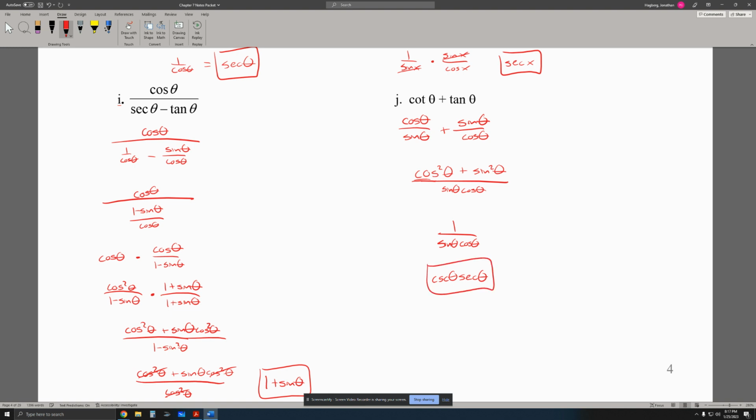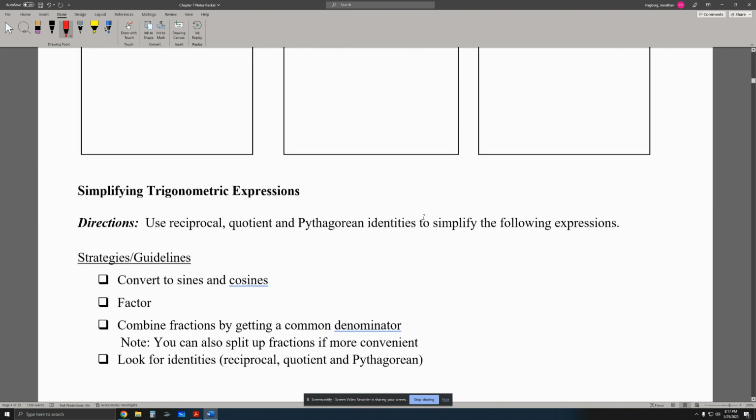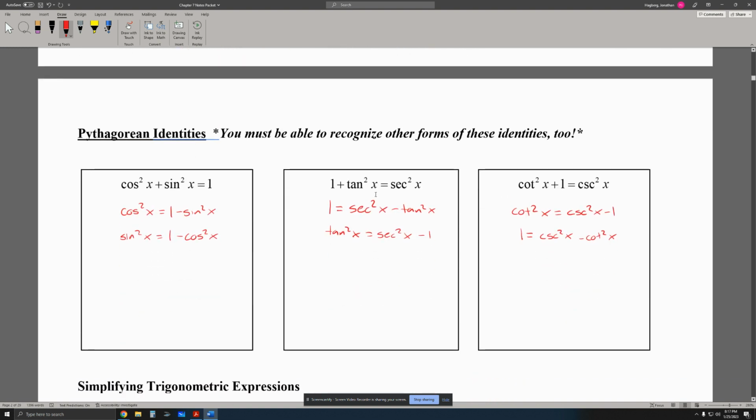All right, so as a reminder, we've got our identities, right? Our reciprocals. All of our reciprocals can be rewritten in terms of sine and cosine. Our tangent is sine over cosine. Cotangent is cosine over sine. And then we've got our Pythagorean identities, right? Cosine squared plus sine squared equals 1. We've got 1 plus the tangent squared is equal to the secant squared, and cotangent squared plus 1 is equal to the cosecant squared.